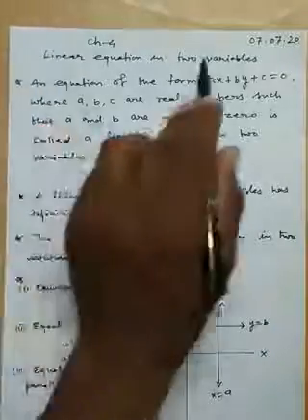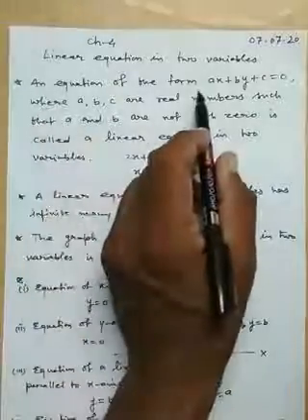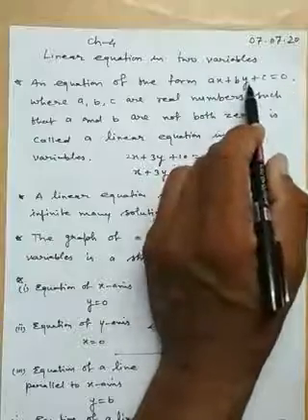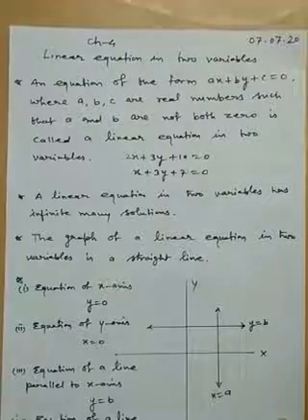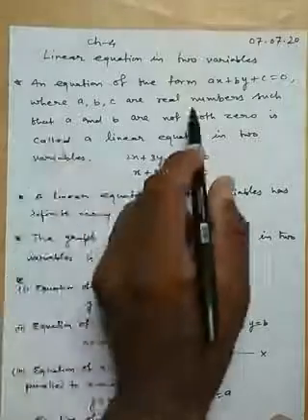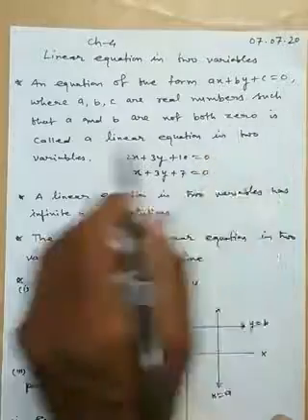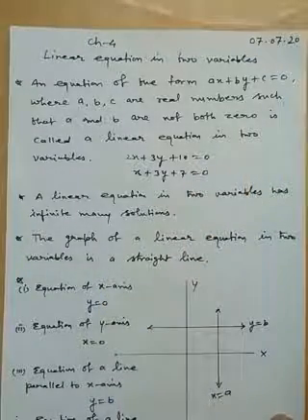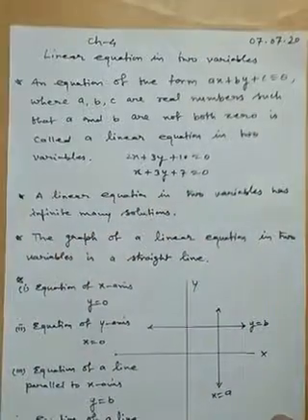Here, the linear equation in two variables. The definition is an equation of the form ax plus by plus c equal to 0, where x and y are variables and a, b and c are constants. These are the constant values, where a, b and c are real numbers. They may be rational or irrational, such that a and b are not both 0. Both are not equal to 0. This is called a linear equation in two variables.